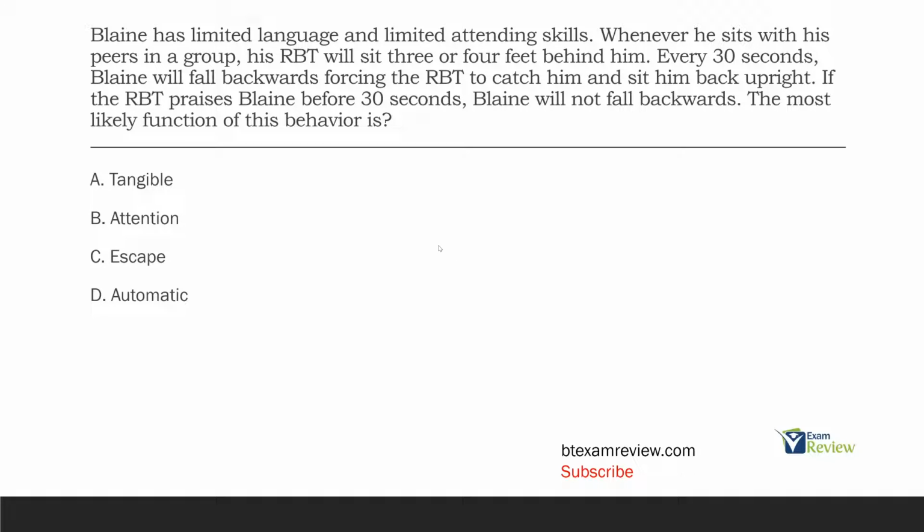Blaine has limited language and limited attending skills. Whenever he sits with his peers in a group, his RBT will sit 3 or 4 feet behind him. Every 30 seconds, Blaine will fall backwards, forcing the RBT to catch him and sit him back upright. If the RBT praises Blaine before 30 seconds, Blaine will not fall backwards. The most likely function of this behavior is what?